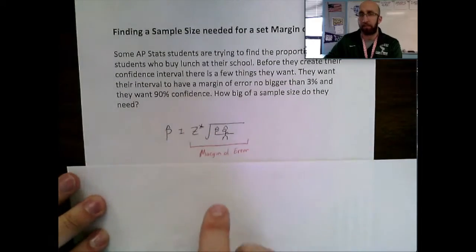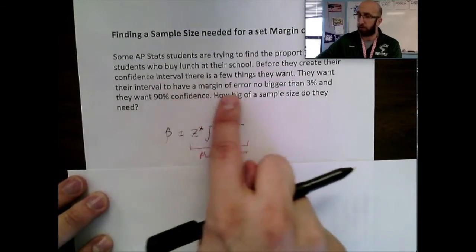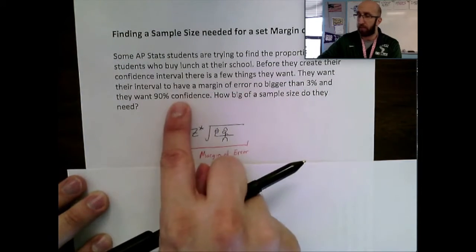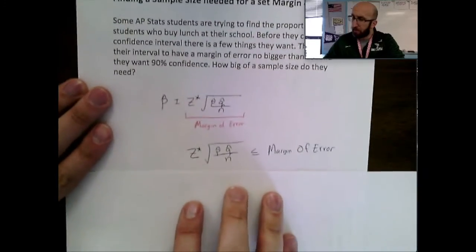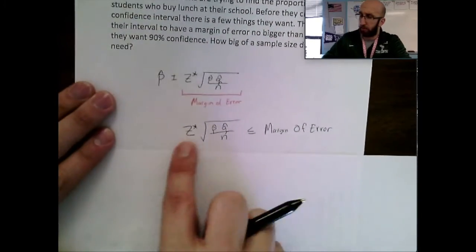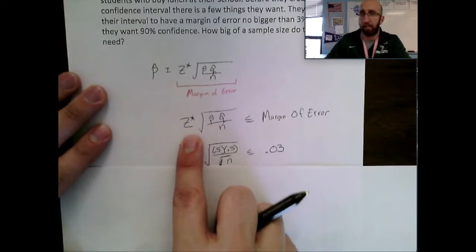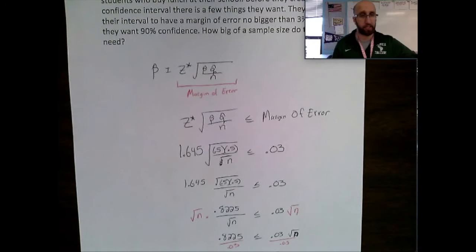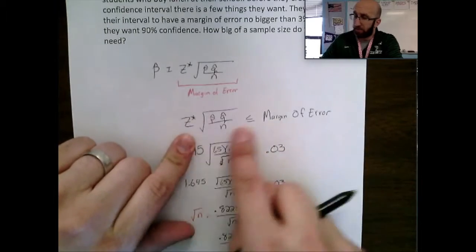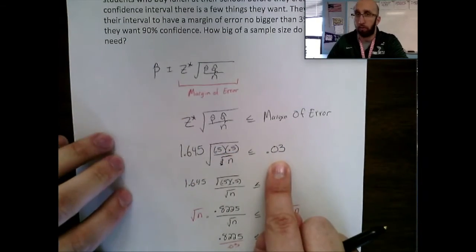So I'm going to plug in some information that I have up above into this formula. I know I want this to be no bigger than 3%, and they want 90% confidence. So the 90% confidence is going to be the z star piece. Because it's 90% confidence, I know z star should be 1.645.